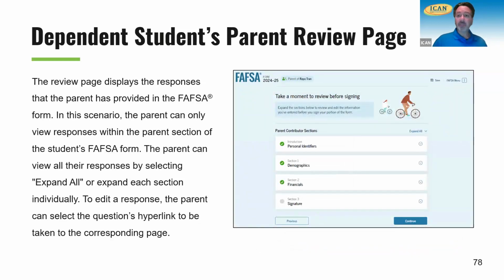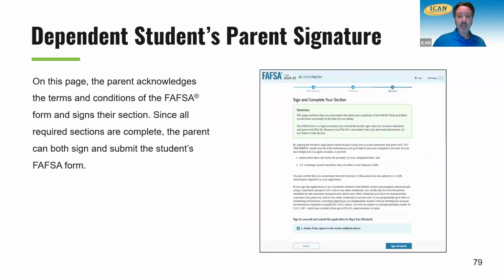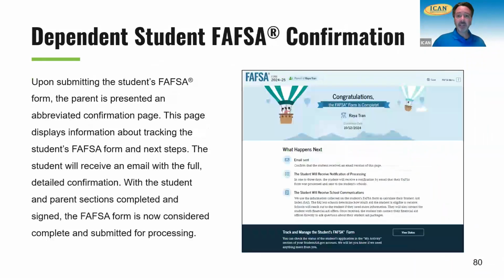And now we're almost at the part where the parents can sign. You can review anything that you want to go through on there, but if everything looks good and we hit continue, then that parent will hit sign and submit. What will come up after the parent clicks on the box and hits sign and submit is a congratulations stating the FAFSA is complete for the student.